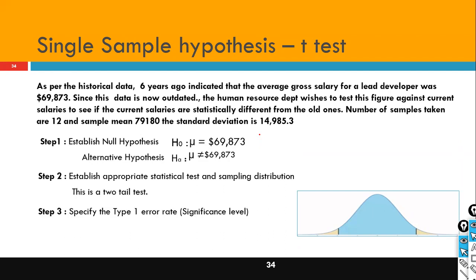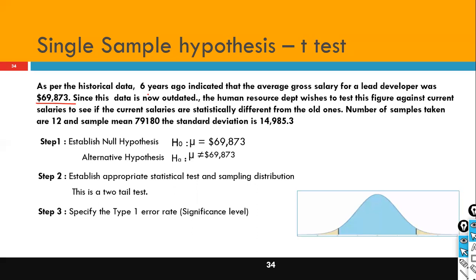Define the null and alternative hypotheses. And this is a two-tail test. Look here: as per historical data from 6 years ago, the average gross salary for a lead developer was 69,000. This data is now outdated. Obviously, 6 years back, whatever salary was drawn by the lead developer was not the same as the current lead developer salary. Still, the EU and HR department want to test this figure against the current salary to see if the current salary is significantly different from the older one.